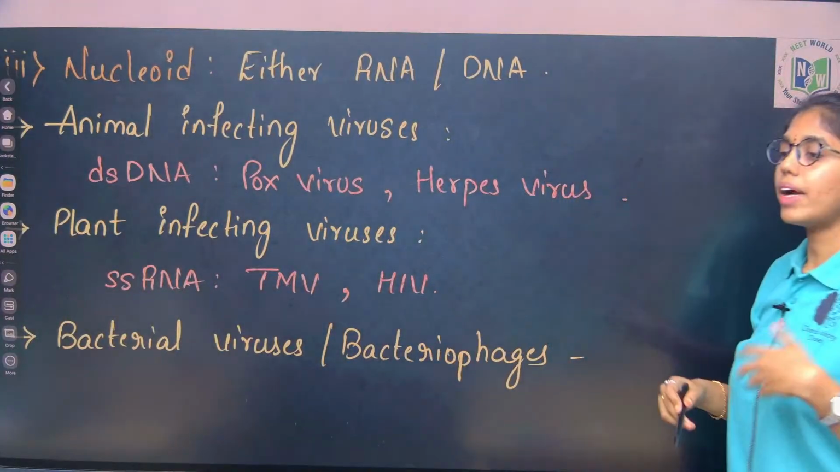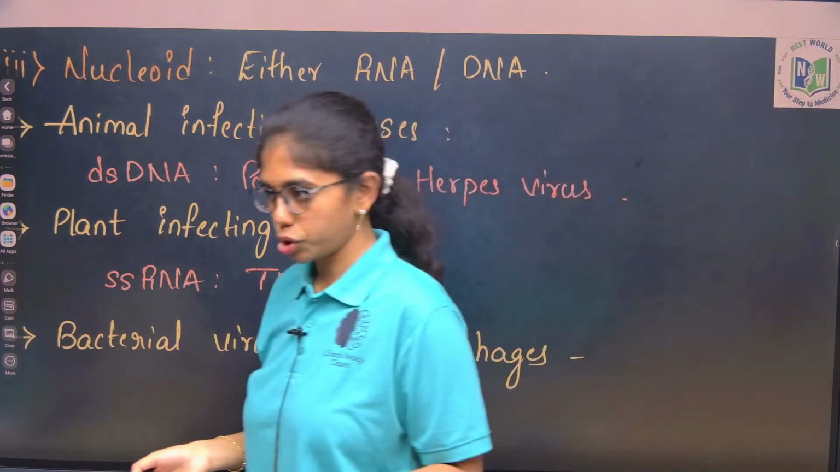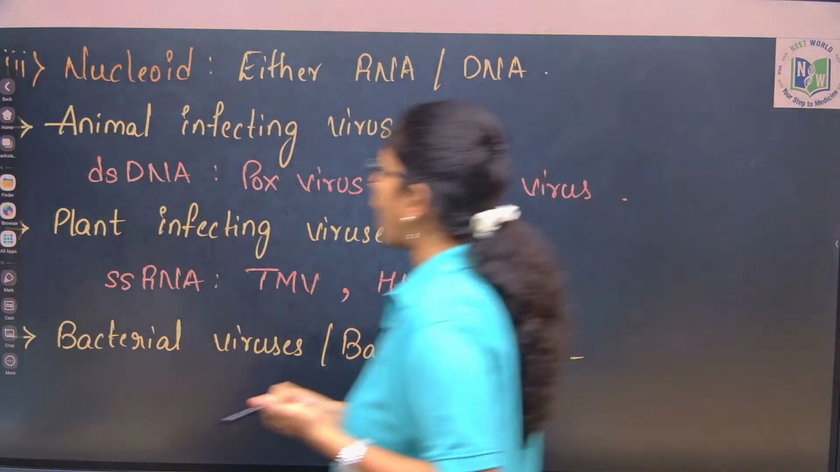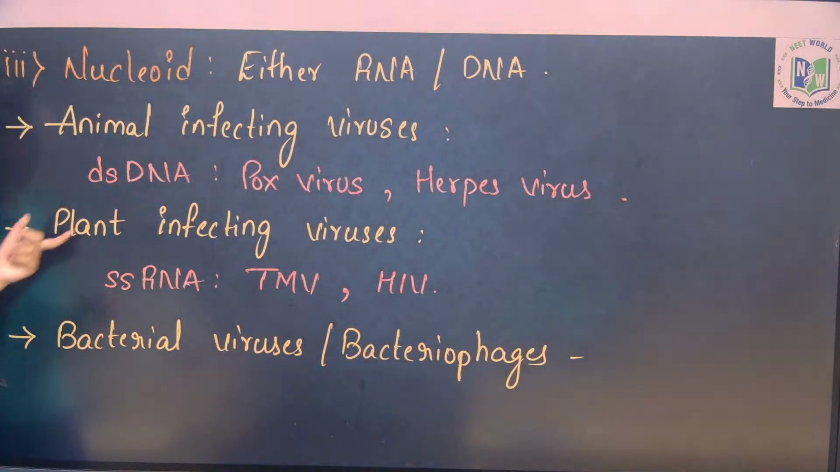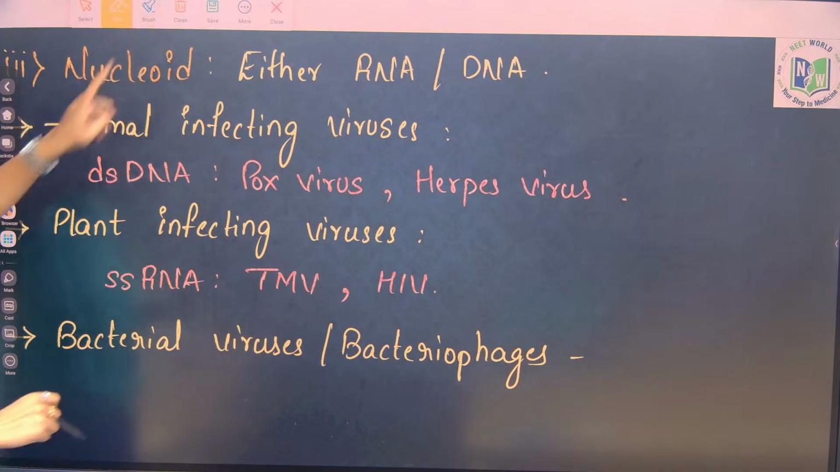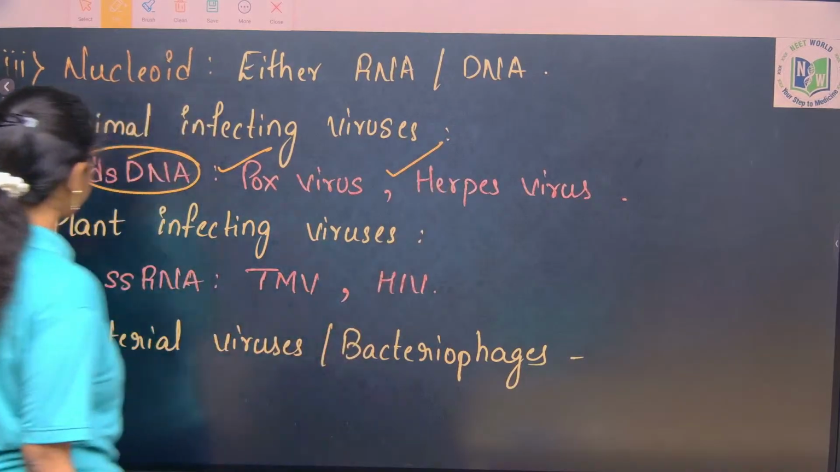Nucleoid can have either DNA or RNA, based on the organism it is causing the infection. So, animal infecting viruses include what? Animal infecting viruses include double stranded DNA, that is pox virus and herpes virus.